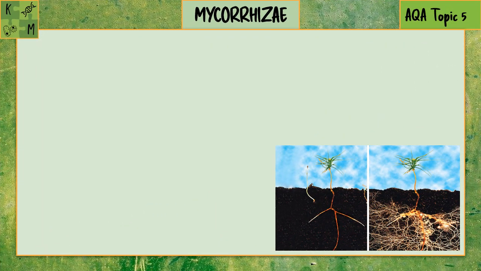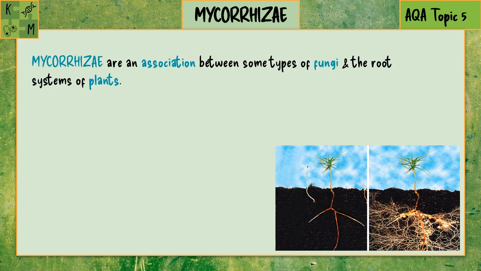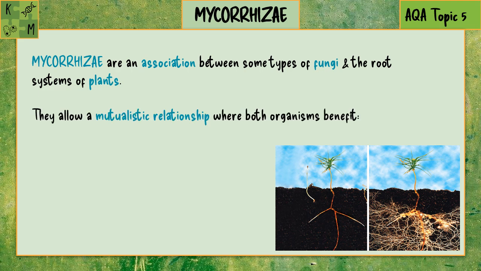In both the nitrogen cycle and the phosphorus cycle, we'll see how nutrients are absorbed from the soil by plants. Mycorrhizae assist with this process. So mycorrhizae are an association between the root system of the plants and certain types of fungi. This serves as a mutualistic relationship where there's benefit to both organisms. This is also called symbiosis.